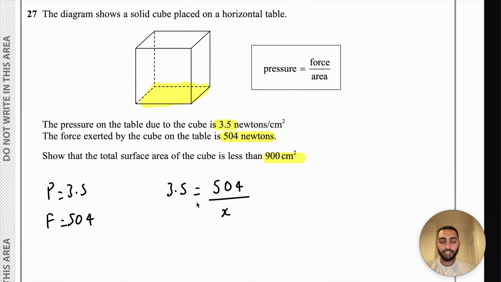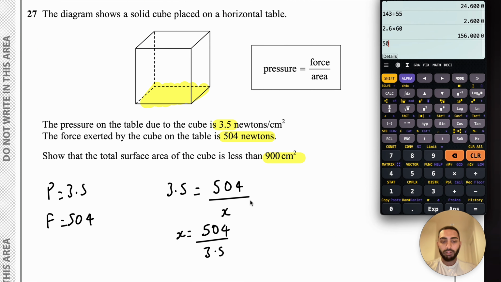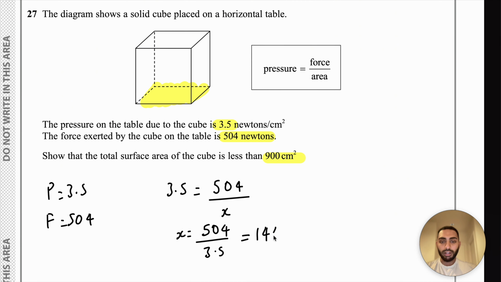We need to solve this equation. Because I've got x being divided on this side, and I've just got one thing on this side, one trick that I can use is I can swap both of these values around with each other. So this 3.5 is going to appear there, and this x will appear there. So x is equal to 504 divided by 3.5, and that will give me the area of one of the faces. So 504 over 3.5, which is 144. That is in centimeter squared. The area of one of the faces is 144. I now need to show that the total surface area, so all of the area of all of the cube, is less than 900.